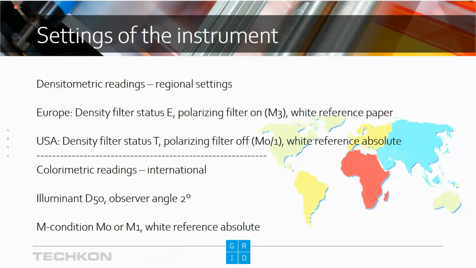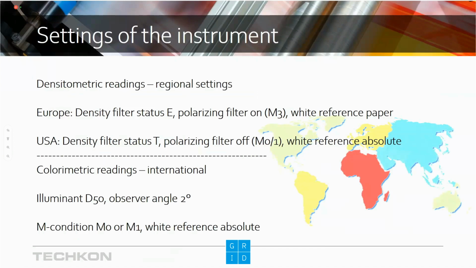For the colorimetric readings, it's more international. So we have the D50 illuminant, observer angle 2 degrees, and the M condition should be M0 or M1, depending on the standard you are using. And the instrument is always calibrated on an absolute white standard.